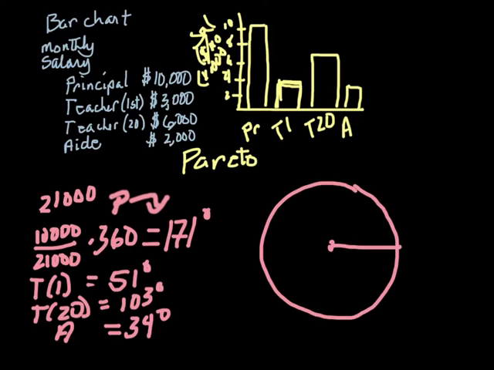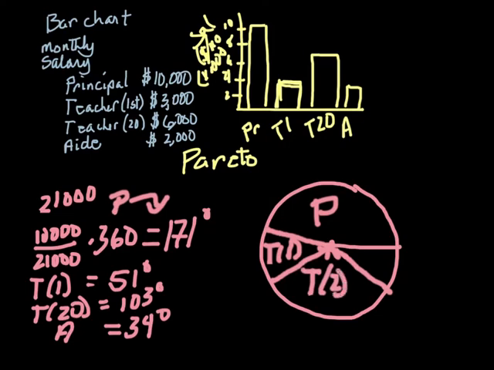So 171 degrees is almost 180. So this will be the principal category of the pie chart. Teacher 1 is 51 degrees, so I look at this as a right angle, and I'm just estimating 45 is half of that, so 51 is a little bigger. So here's the teacher 1 salary in this four-person school. Teacher 2 is 103 degrees. Here's another 90-degree angle, so it's slightly bigger than that. So this is teacher 2, which is about twice as big as teacher 1. And then the aide gets the smallest piece of the pie.